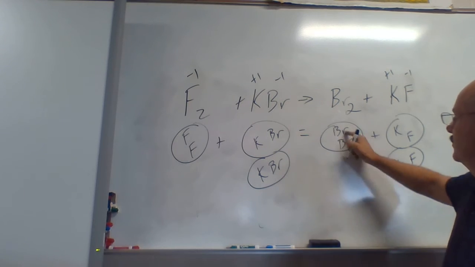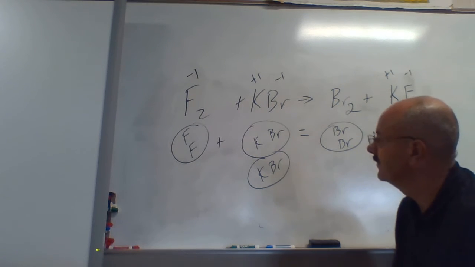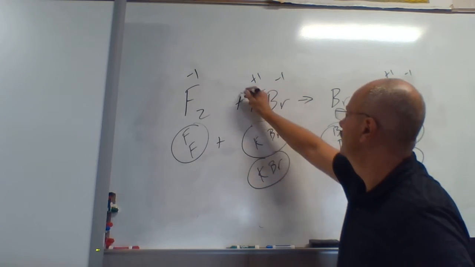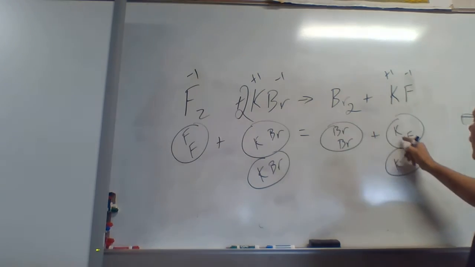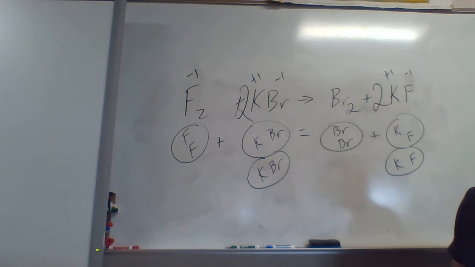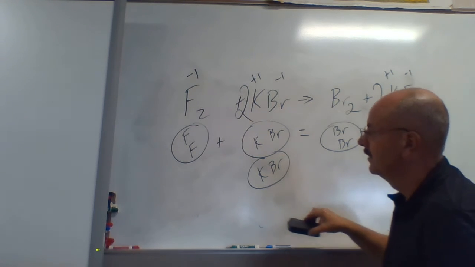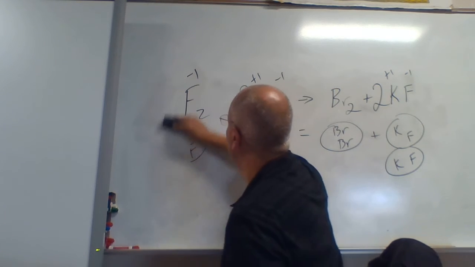And then I got 2 Brs, 2 Brs. There's my answer. So 1, leave it blank. 1, 2, put a 2. 1, leave it blank. 1, 2, put a 2. There's my answer. All right, we got 2 more.